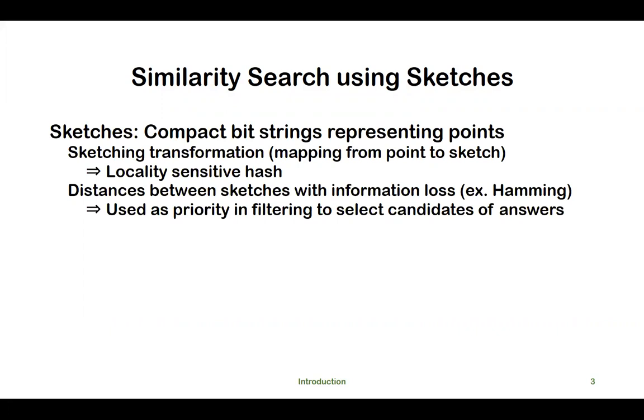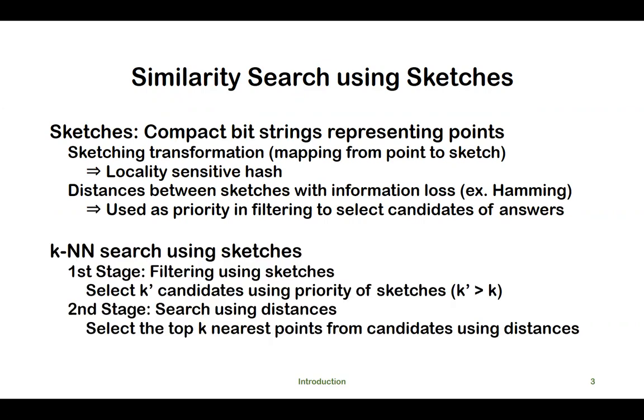Due to a lack of information, the distance between sketches is used as a priority in filtering to select solution candidates. The k-nearest neighbor search using sketches is performed in the following two stages. In the first stage, we roughly narrow down to k' solution candidates by filtering using the priority of sketches, where k' is larger than k. In the second stage, we use the original distance between points to find the top k neighborhood points out of the candidates.